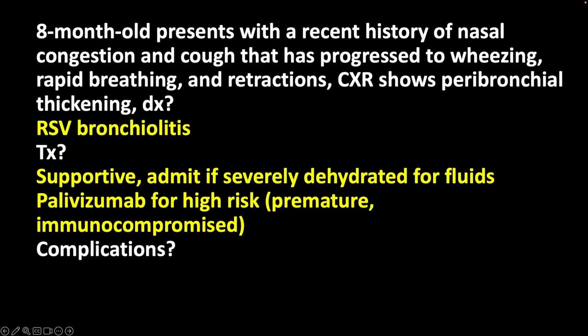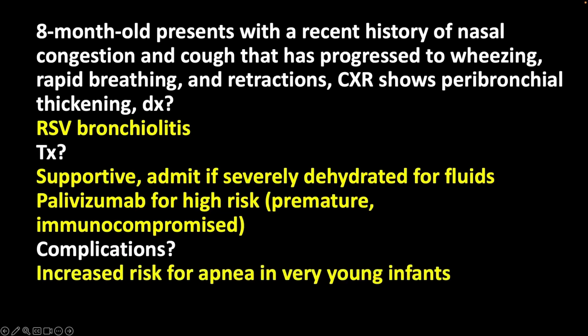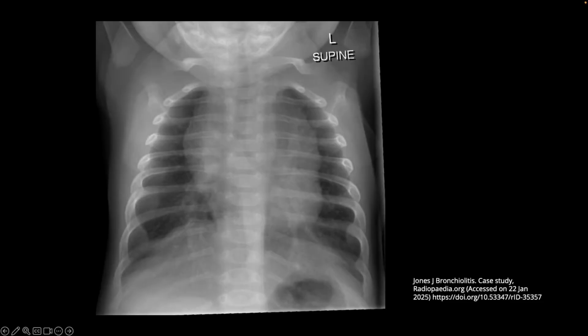And what are some complications? There's increased risk for apnea in very young infants, and there's also an increased risk of asthma. Here's an example of what RSV would look like. You can see bronchovascular prominence, but there's no consolidation or anything like that.